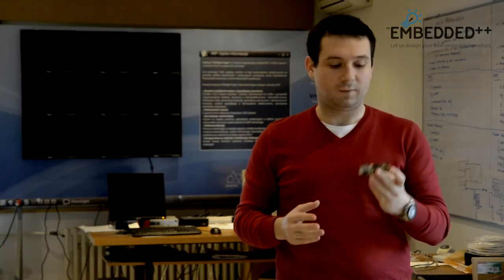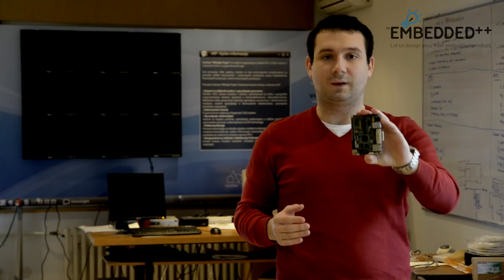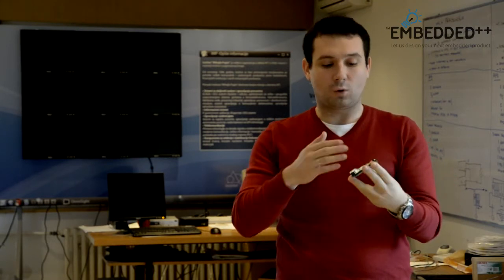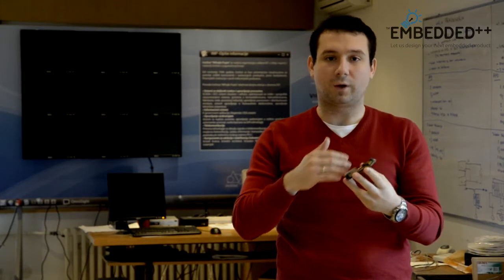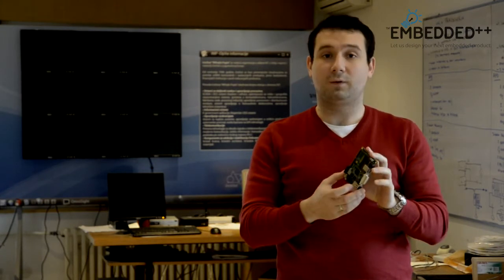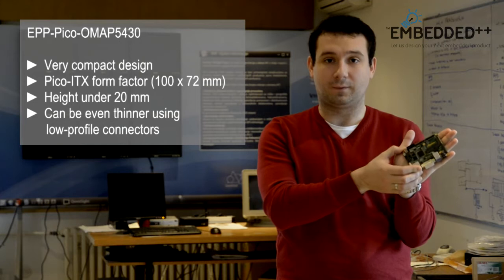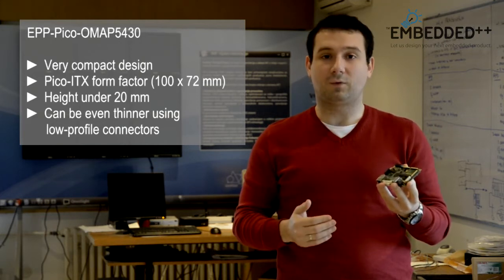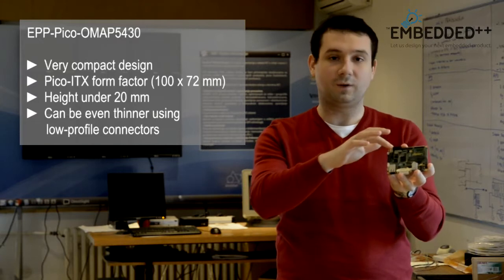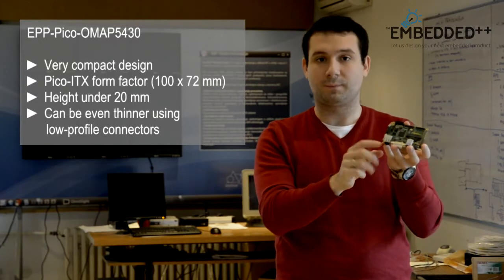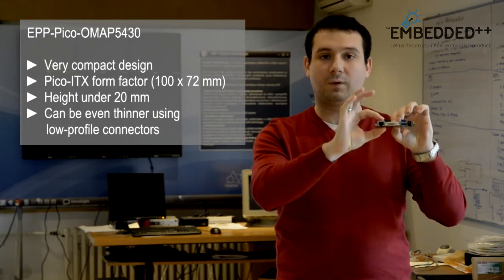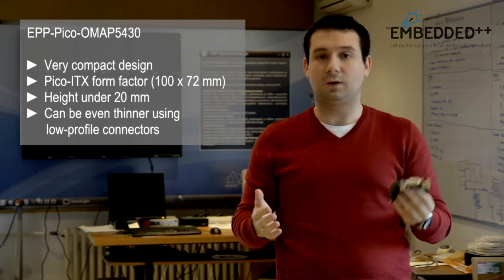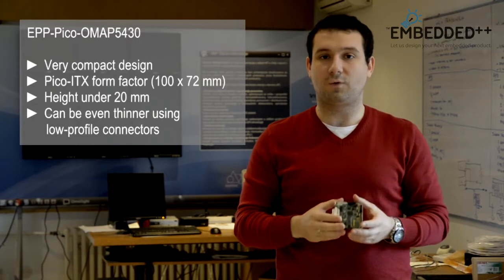So let's start with the size. Please note that this is a very compact design. Actually, all logic, integrated circuits and connectors are placed on the board, which easily fits into my hand. It is a Pico-ITX form factor with dimensions of 100 x 72 mm. Total height of the board is less than 20 mm, which could easily be reduced using low-profile connectors for applications which require that.